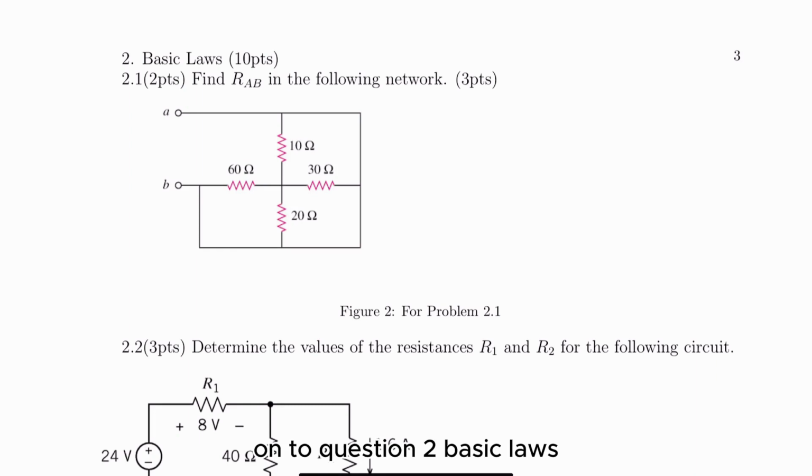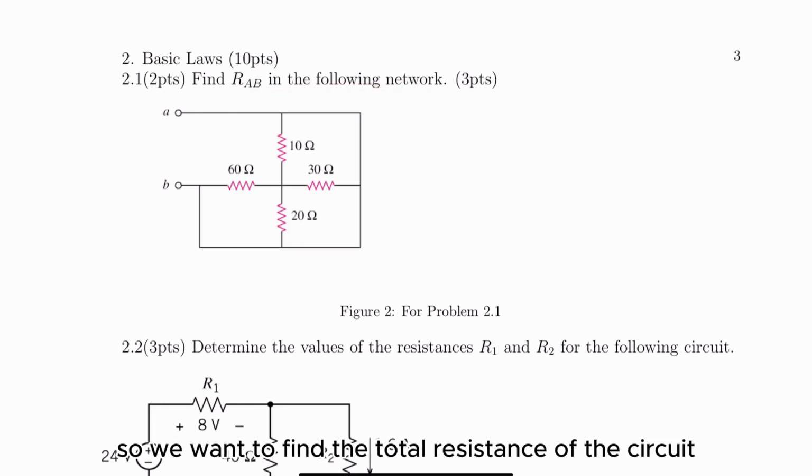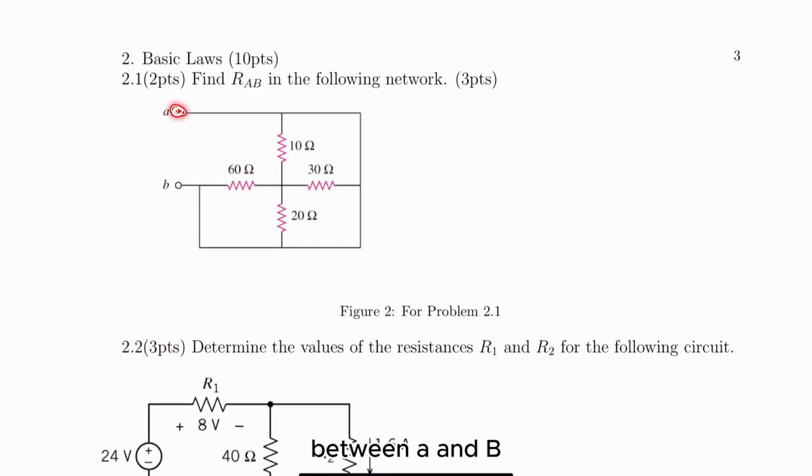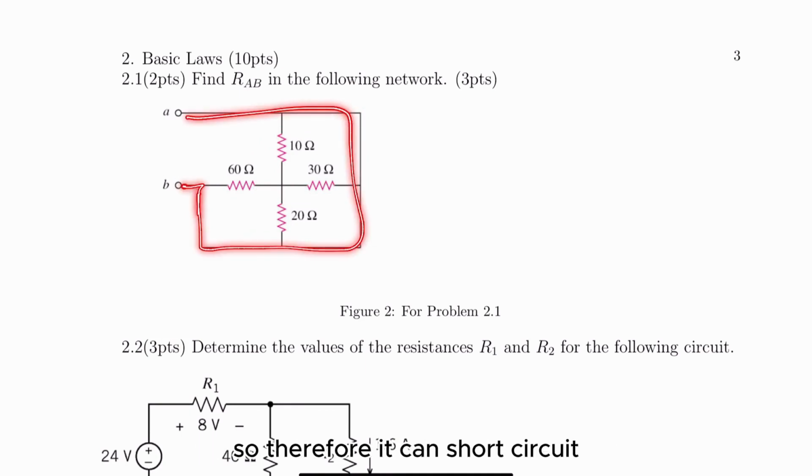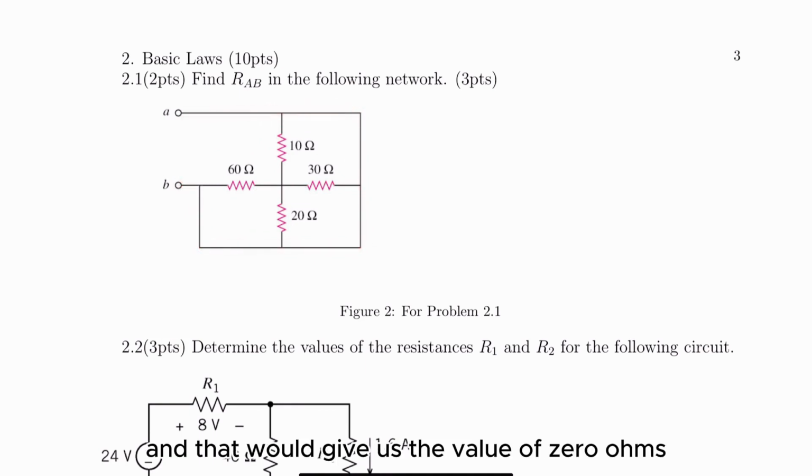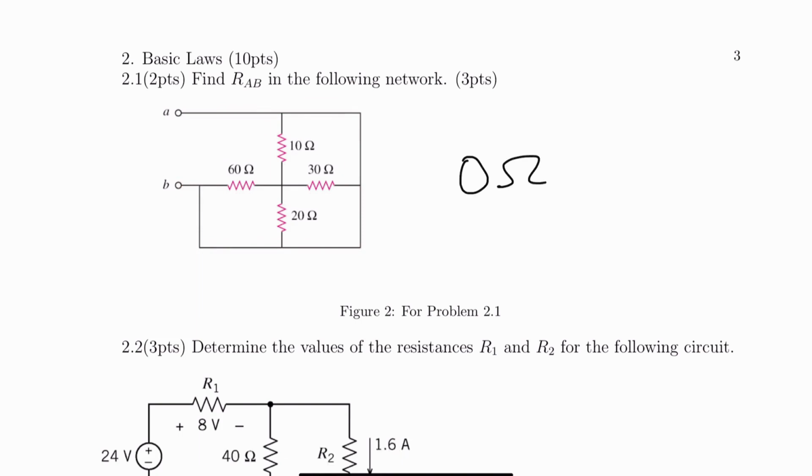On to question 2. Basic laws. Find RAB in the following network. So we want to find the total resistance of the circuit between A and B. If you look carefully, we can ignore anything in the middle because these are the same node. There are no elements blocking the way, so therefore it can short circuit, and that would give us the value of 0 ohms.